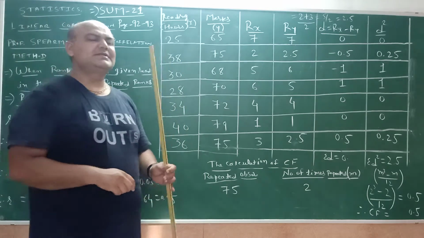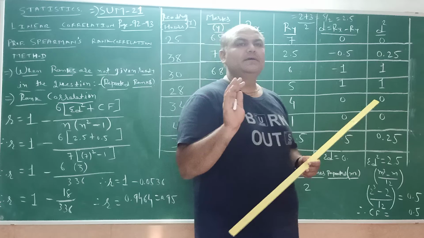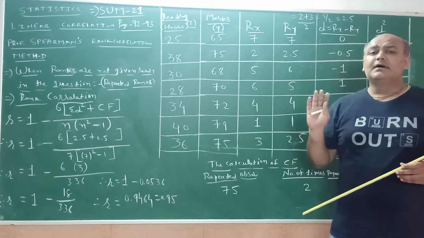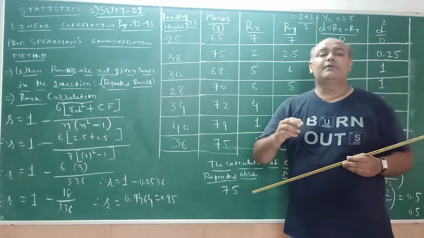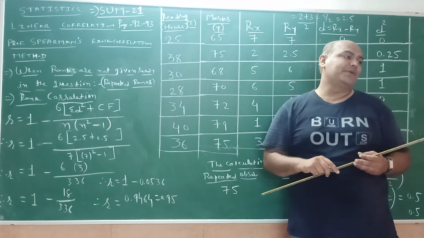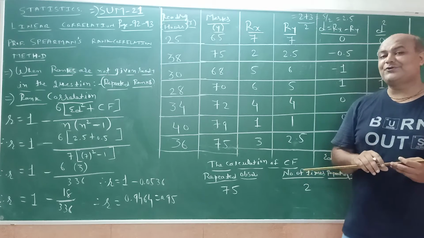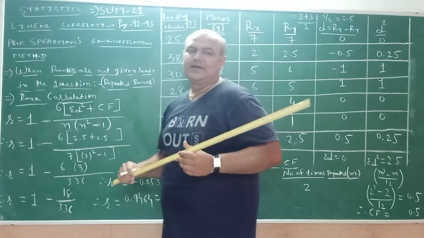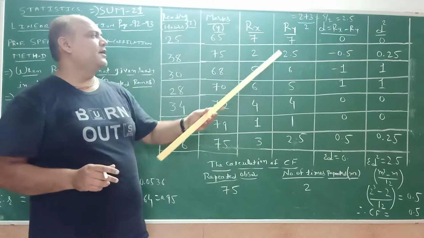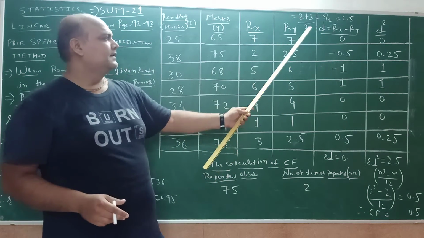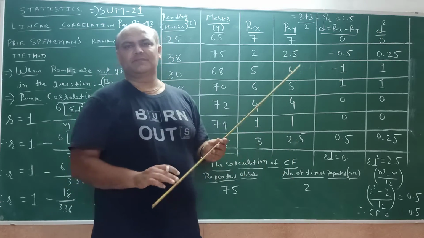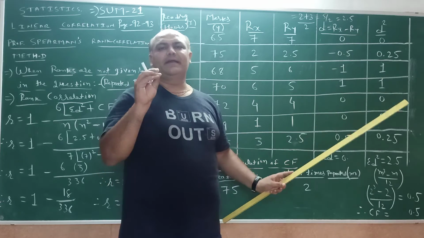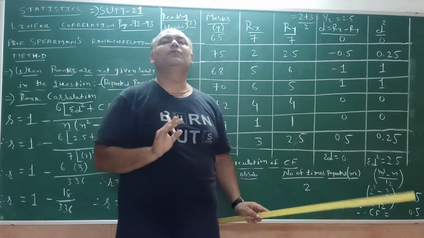By this way students, we can give the rank to the observations. Clear? This is an example sum of repeated ranks also. It means the application of CF is also there. You all know that we have to apply the correction factor CF here. After giving the rank, we have to prepare two additional columns, that is D and D square. The column of D is Rx minus Ry, rank of X minus rank of Y.